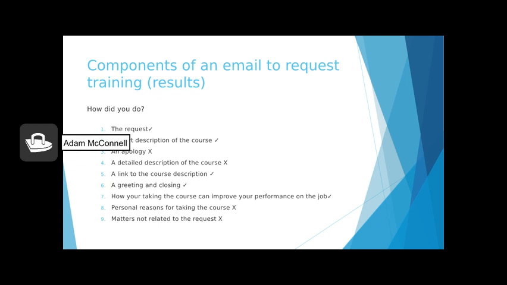Great job! Now, let's talk about the components that should be included. An email to request training should include the request, a short description of the course, a link to the description, a greeting and a closing, and how taking the course can improve your job performance. These are necessary components that will help your supervisor make a decision without taking too much of your supervisor's time.